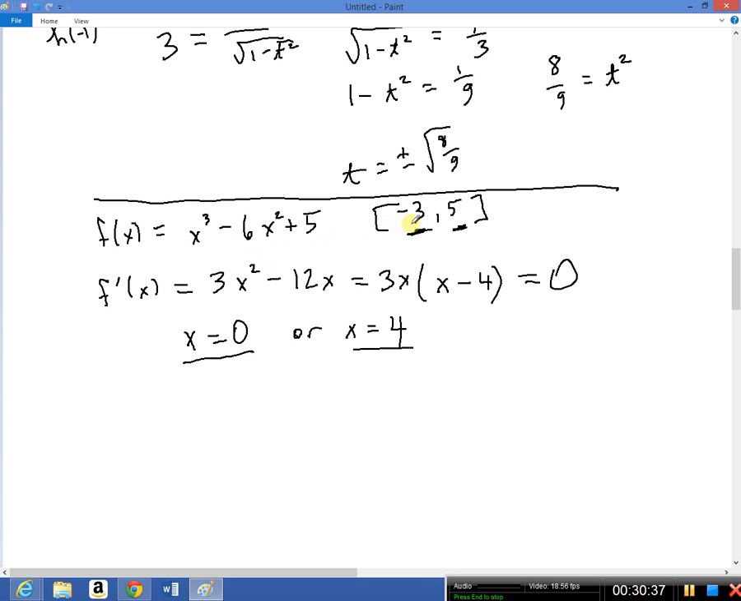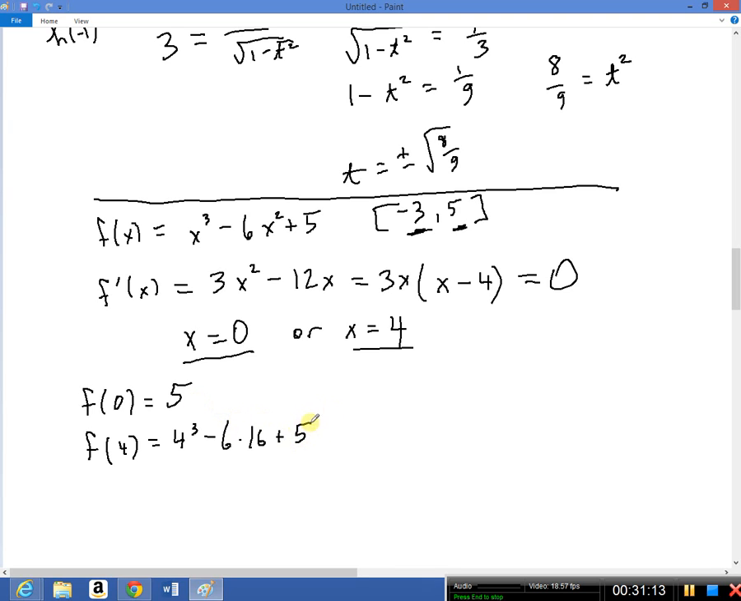But the easy way is to just take every one of these critical numbers or endpoints and plug them in and see what you get. One of these guys has to be the absolute max and one of these guys has to be the absolute min. There are no other critical numbers. So you just calculate f of 0, that would be 5. f of 4, that would be 4 cubed minus 6 times 4 squared, which is 16, plus 5.